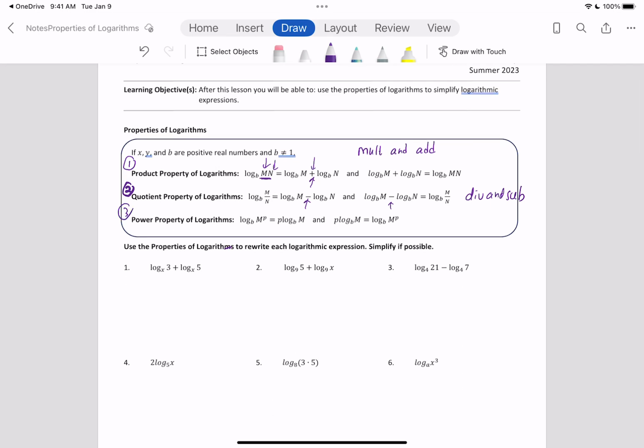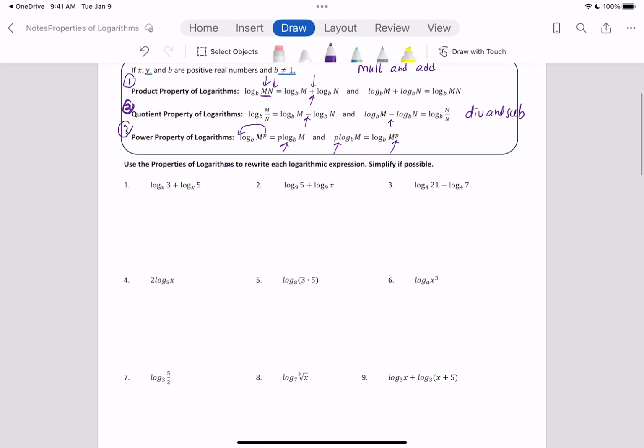And the last one is the power property of logarithms. It says if we have log base b of m raised to the p, basically what's happening is this p just comes down to the front, and that's all that happened here. Now I have p times log base b of m. And that one also works in reverse. If we're given p times log base b of m, then we can write it as a power.